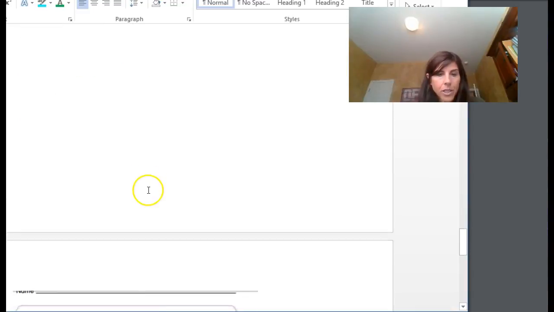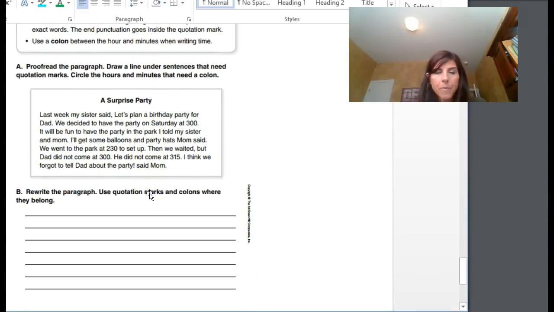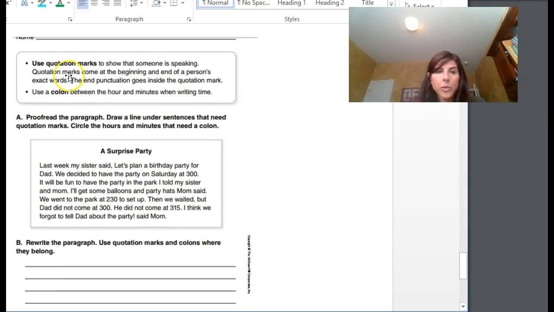Let's look at the last one we're going to talk about: quotation marks. Remember, quotation marks show that someone is speaking. Quotation marks come at the beginning and end of a person's exact words. And punctuation goes inside the quotation mark.